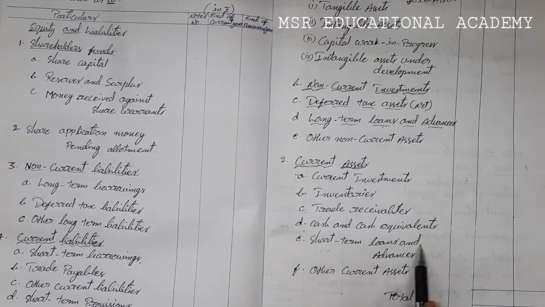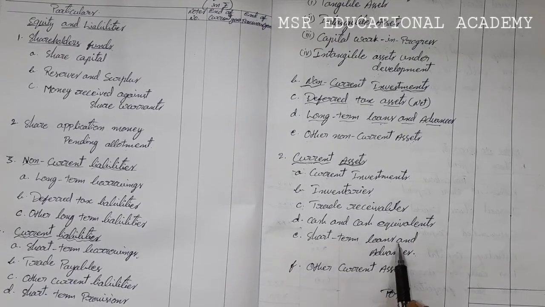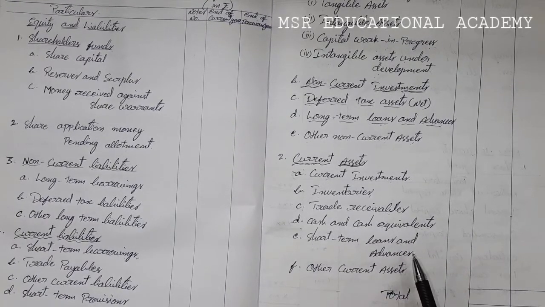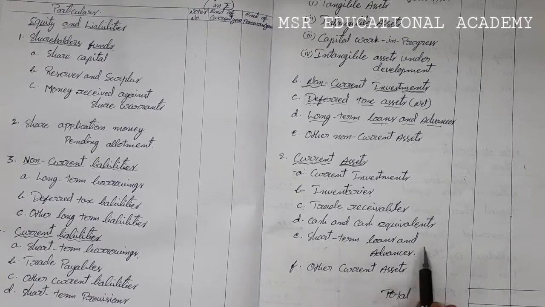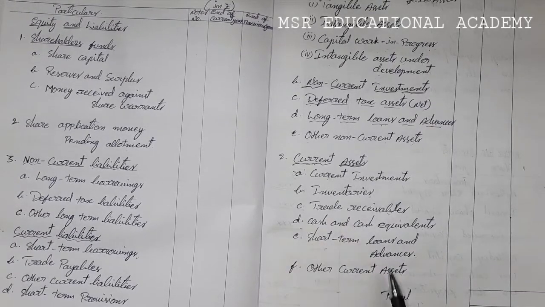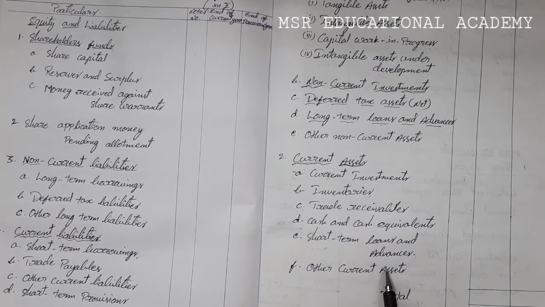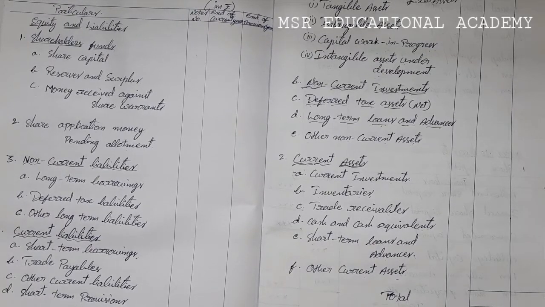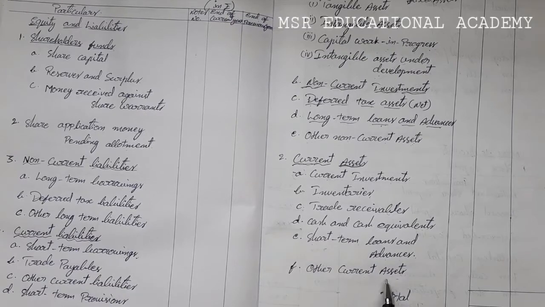Next is short-term loans and advances. If a company has given short-term loans and advances to somebody, either employees or directors and so on, that comes under current assets. Next, other current assets. That includes prepaid expenses and accrued incomes. Prepaid expenses and accrued incomes come under other current assets.